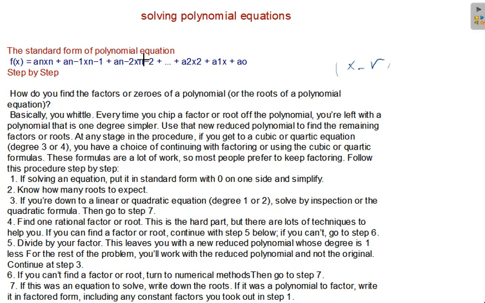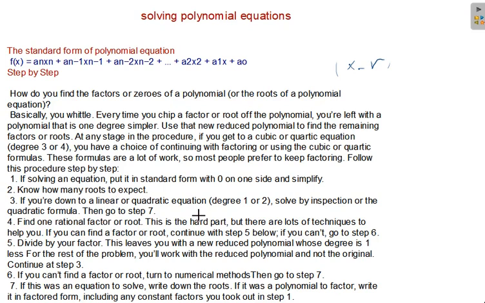method, what we are doing is chopping the polynomial. Every time we chop a factor or root of a polynomial, you're left with a polynomial that is 1 degree simpler, so that we keep simplifying the polynomial until we factorize it or reach a term that we can factorize or deal with, so that in this way we can find all the roots of the equation.